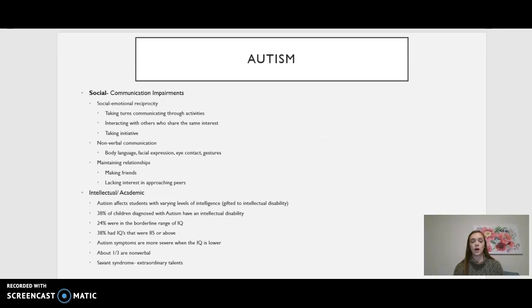The next one would be autism, and with this also many different characteristics that go with it. So social, a lot of autistic kids, well, it's a very broad range with this too. There's nonverbal, and there's also very, very high functioning that can have a full conversation with anyone. But their social emotional reciprocity is kind of wavered there.